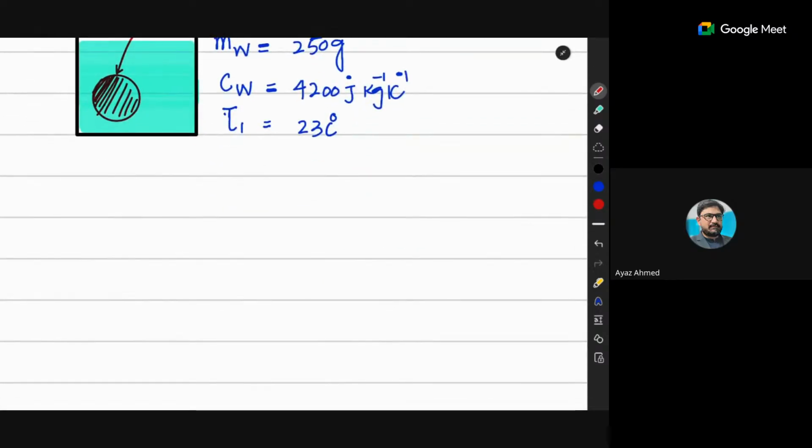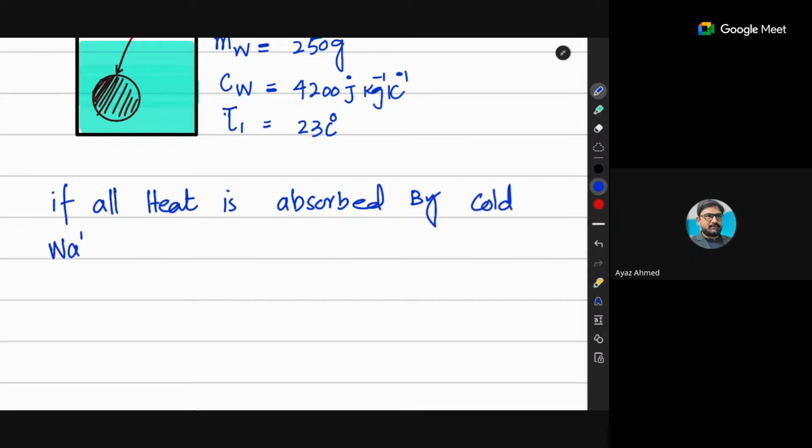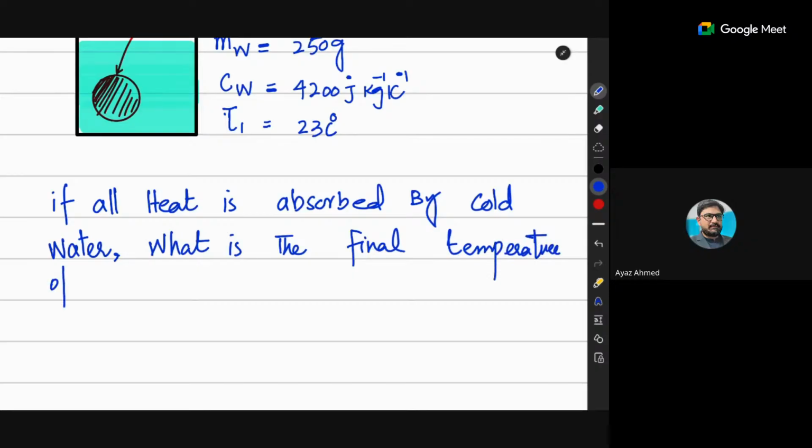Now, my question is, if all the heat is absorbed by the cold water, what is the final temperature of the water and iron together?